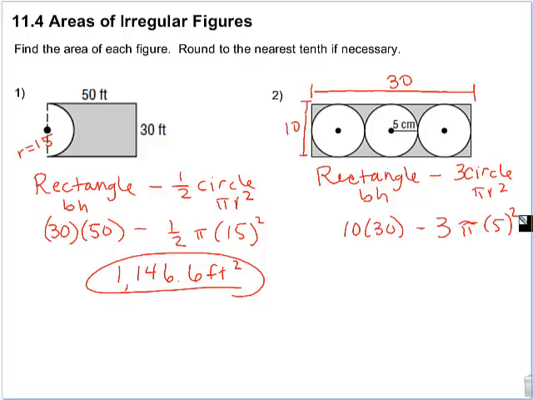I got 64.4. Yeah, 64.4 centimeters squared. Make sure you are able to use your calculators correctly on this. Okay, everyone okay with that one? This would be centimeters squared because that's our label.